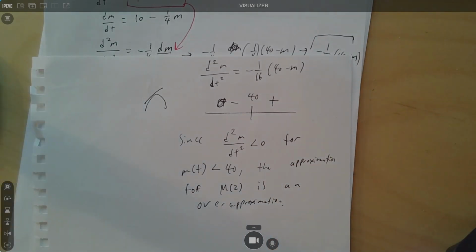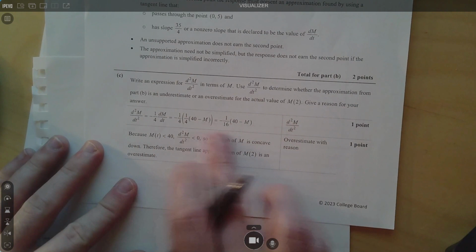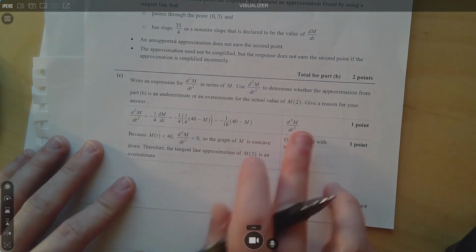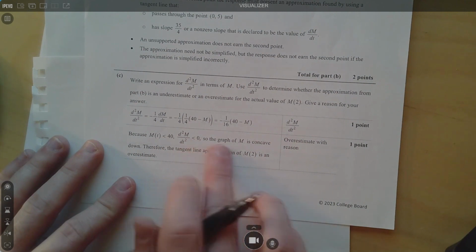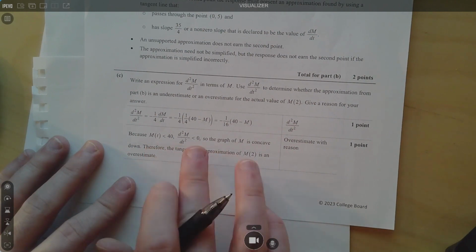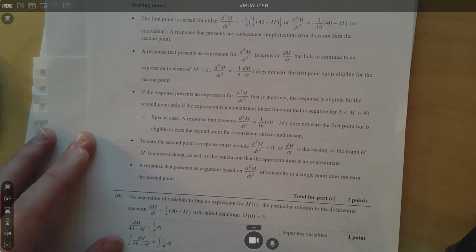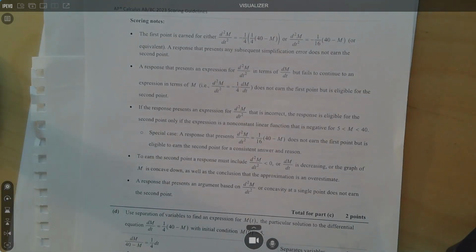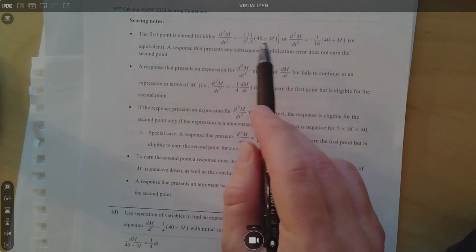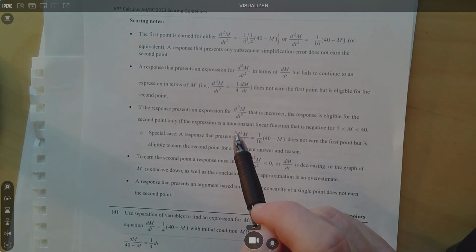Okay, so let's look at the scoring guidelines. So we got that second derivative, which is 1 point. Then there was making sure it was below 40 and an overestimate. Okay, so we've got some details here about that. Just the way that you need to sub in the first derivative into that. And so on.